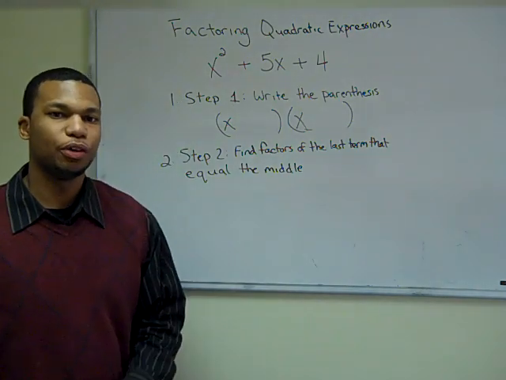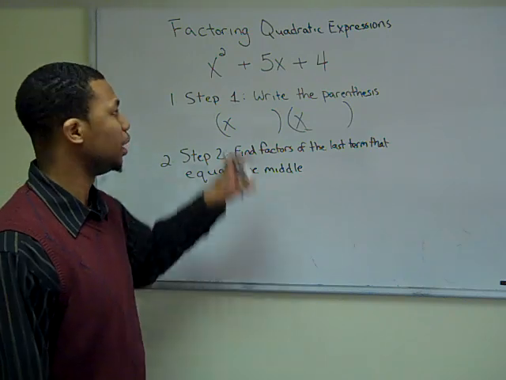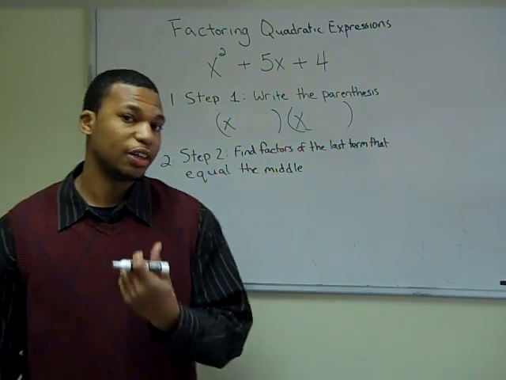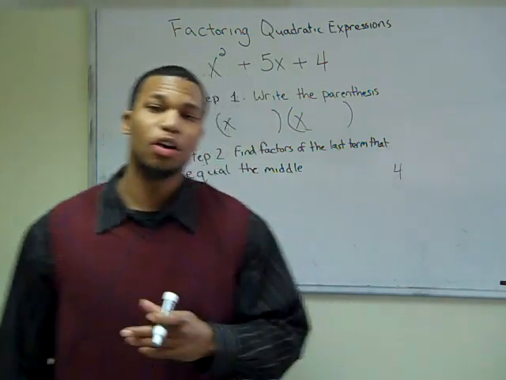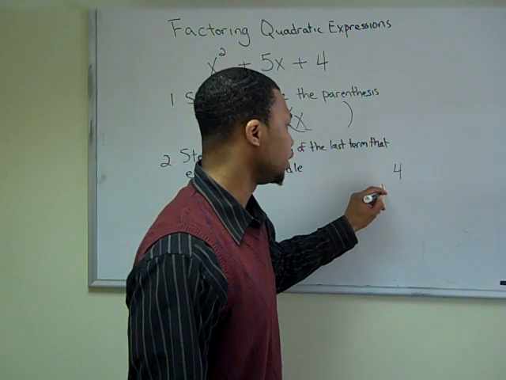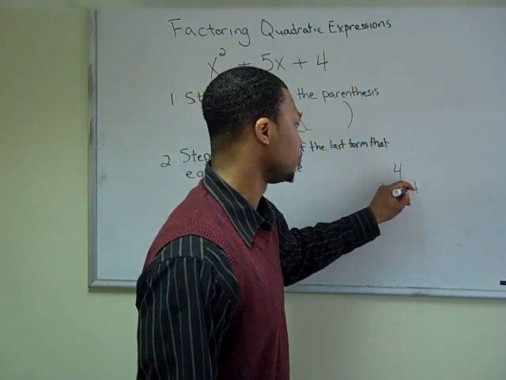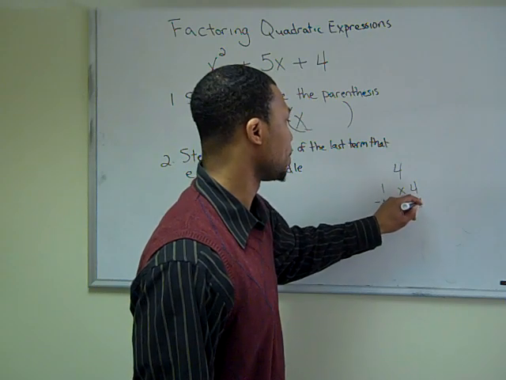In our next step, we're going to find factors of the last term that add up to equal the middle term. So since our last term is positive 4, we're going to find all of the factors of positive 4. So we'll start with 1 times 4 and negative 1 times negative 4.